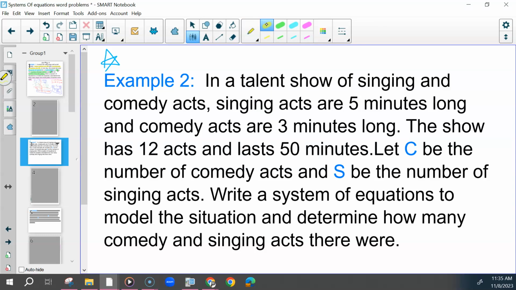5 minutes. What was 5 minutes? Singing acts, okay. Comedy acts are 3 minutes. The show has 12 acts and lasts 50 minutes. Wilbur, find something important from this.